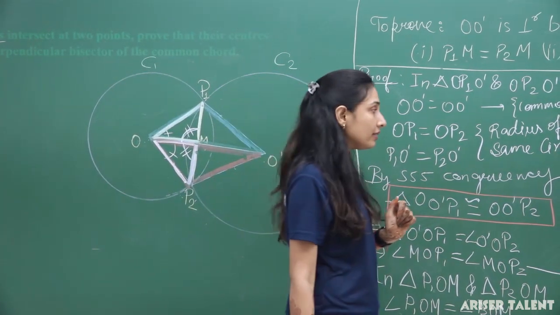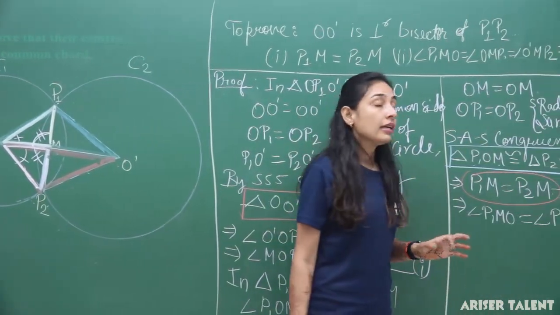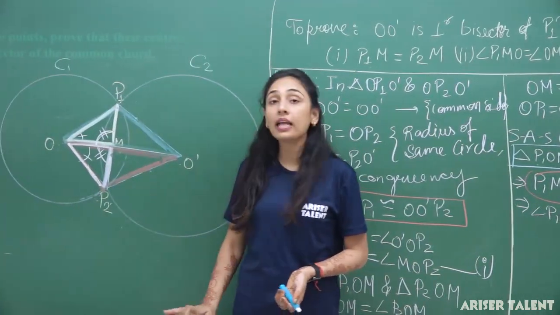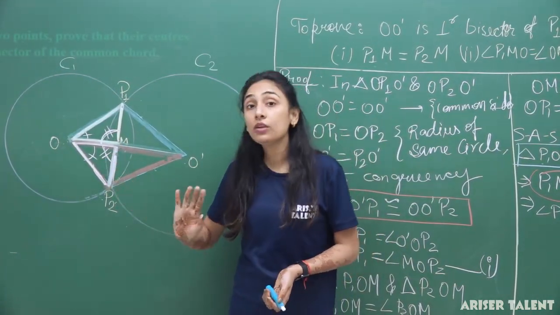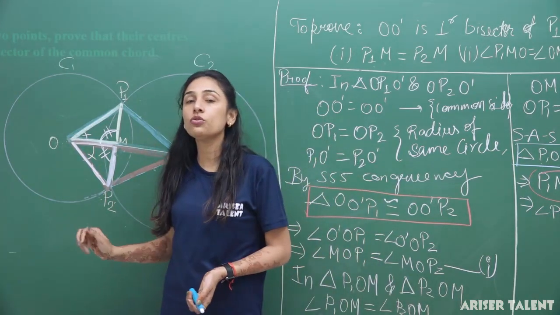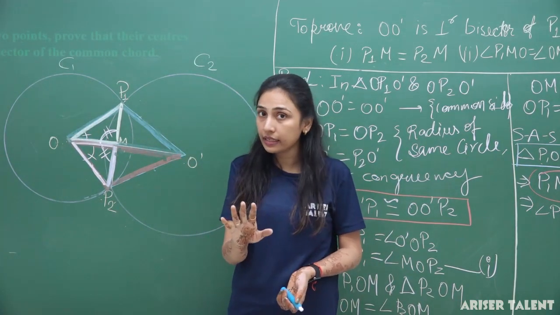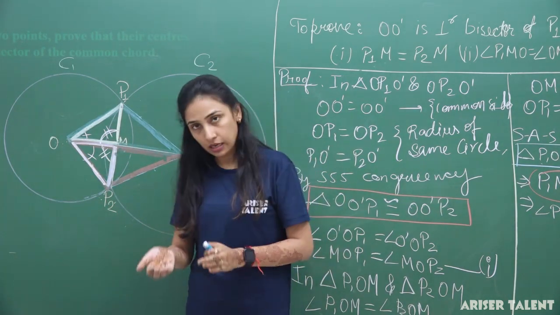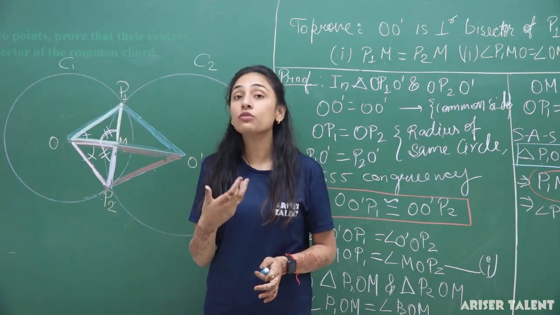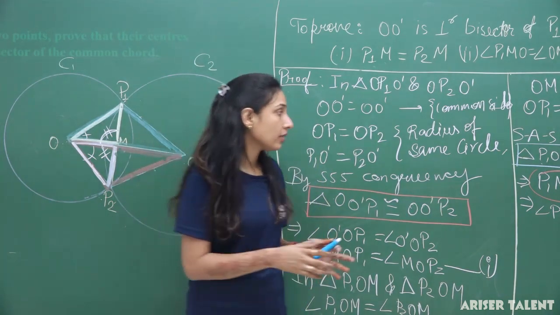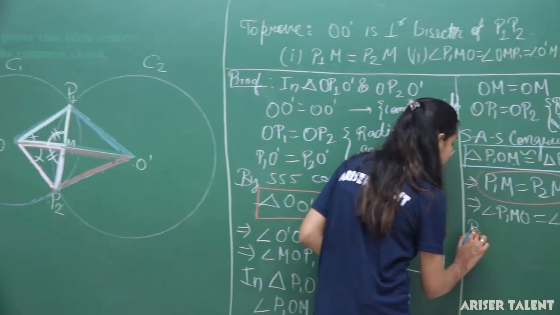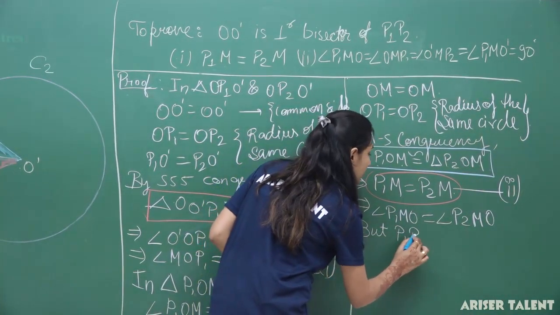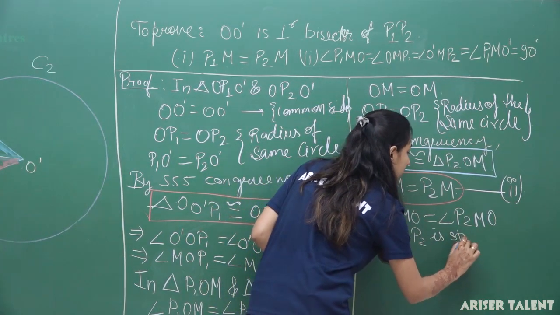That means, what does that mean? That means that this P1, P2 is a line. If this angle and this angle are equal, that means the summation of these two angles is equal to 180 degree. If two angles equal 180 degree and both angles are equal, that means one angle equals 90 degree. Okay, right. So here you can write that P1, P2 is a straight line.